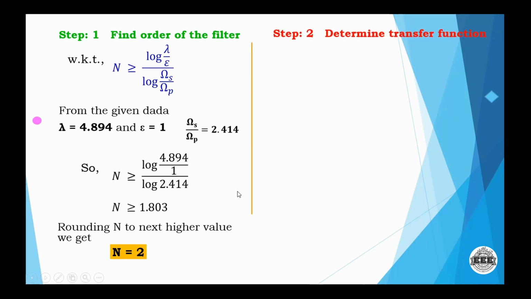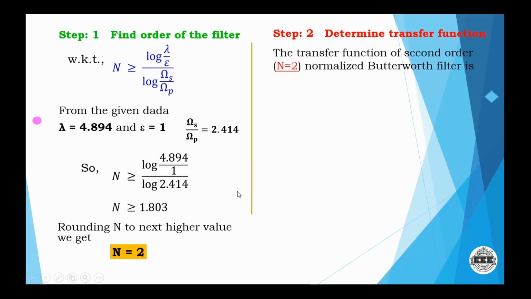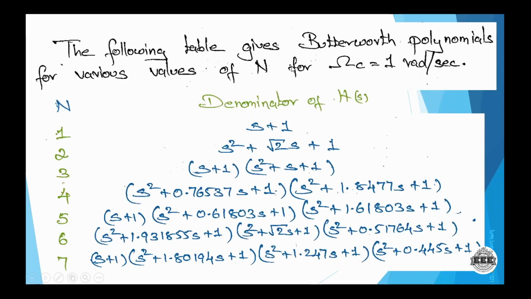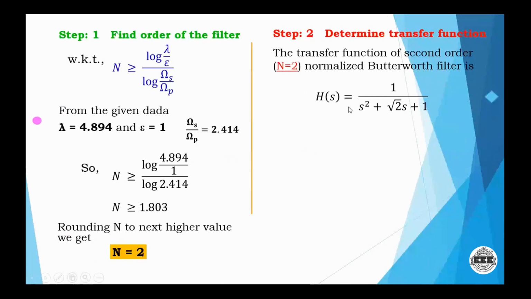What is our second step? We need to determine the transfer function H of s. What is the order of the filter? The order of the filter is 2. So for n equal to 2, when we look at the tabular column, we get s square plus root 2 into s plus 1. So now we substitute it here. That is H of s is equal to 1 divided by s square plus root 2 into s plus 1. This is the value taken from the tabular column for n equal to 2.